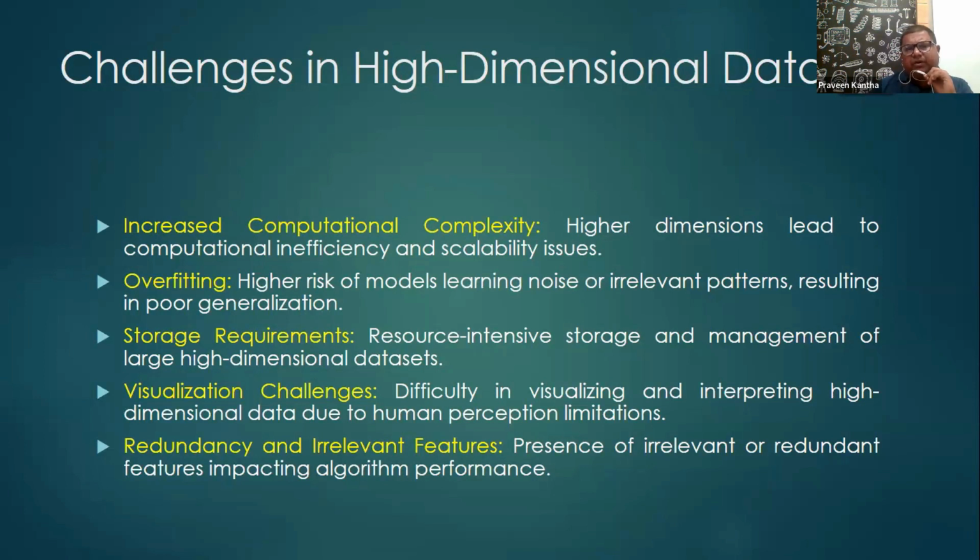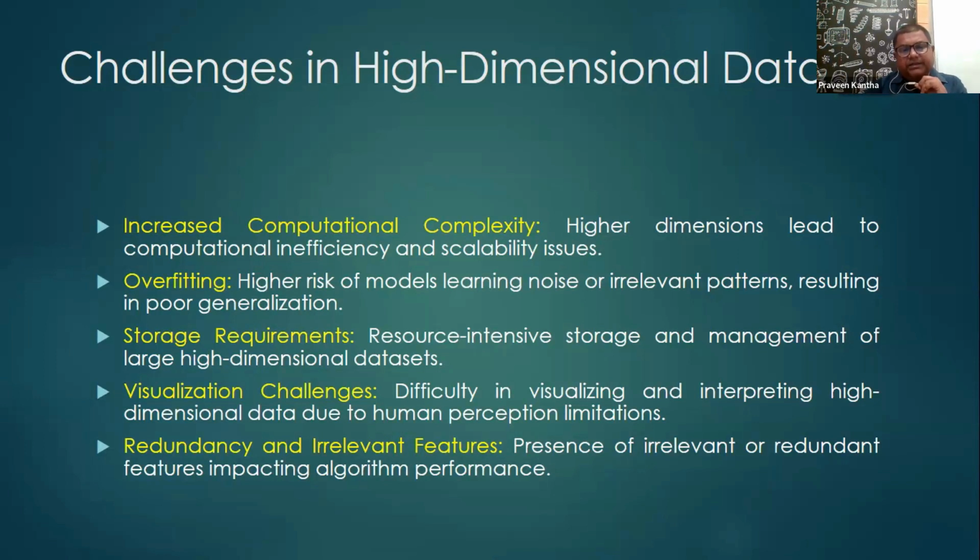Third is the storage requirements. Simply, a large data set requires a high storage area that is very problematic to store on a hard disk. So if we have a smaller data set, fewer attributes, it is very easy to store on a hard disk. And next is the visualization challenges. It is very difficult to visualize and interpret high dimensional data due to human perception limitations. Because if you have a large data set, it is very difficult to visualize all the fields.